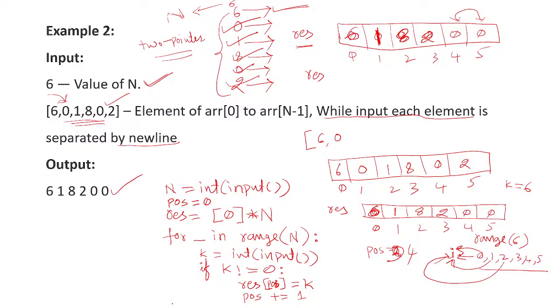The loop terminates. Once you come out from the loop, you need to print this result array. If you just print the result list like this, it prints like a list: 6 comma 1 comma 8 comma 2 comma 0 comma 0, which is not matching with the expected output. You should print only the numbers present in the list without commas, space separated.